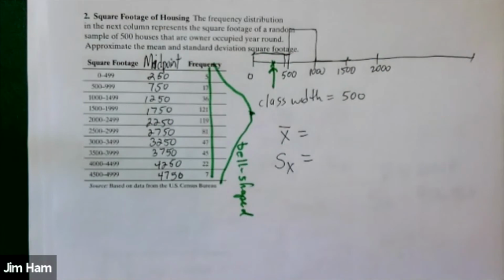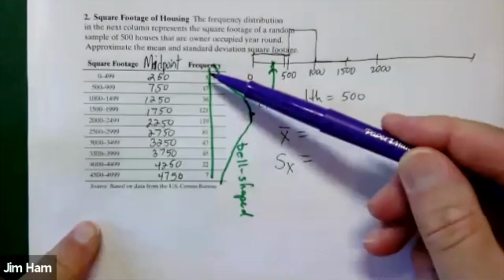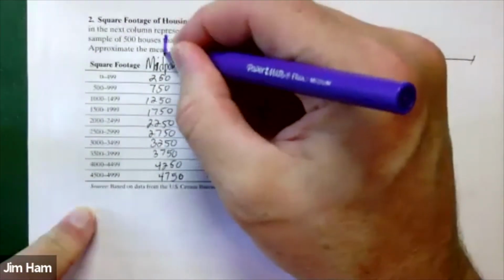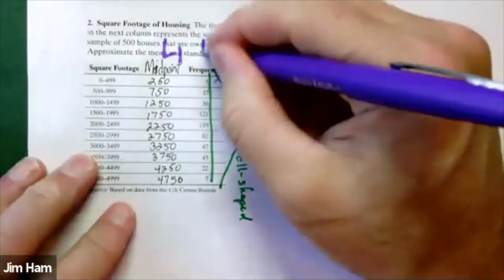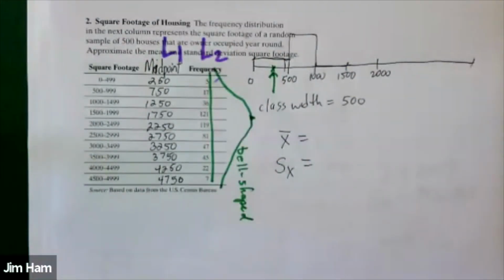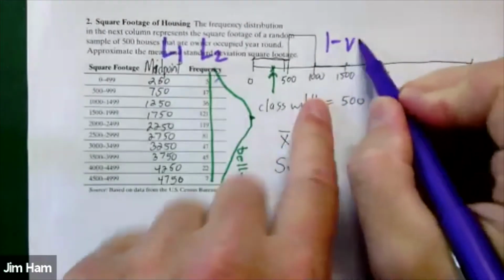Okay, most of your problems will involve this. They'll give you a frequency distribution. You need to calculate the midpoints, and we're going to put the midpoints in L1, and we're going to put the frequencies in L2. And then we're going to use one variable statistics again.